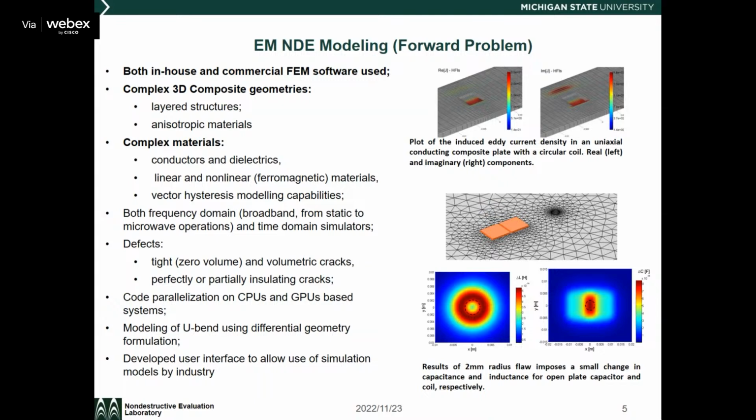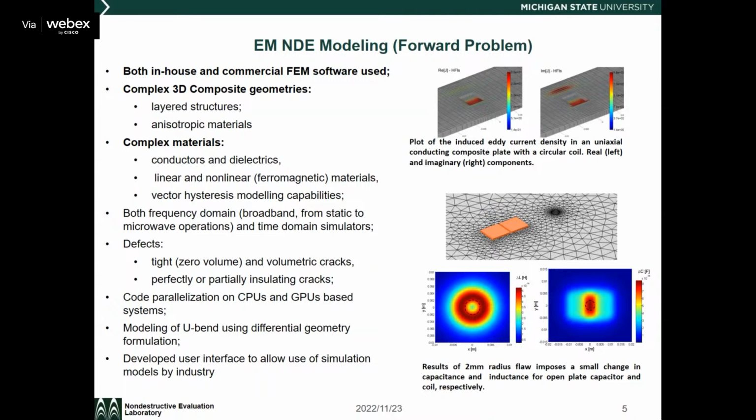Let's just take an example. For example, we deal with composite materials. Composites can be glass fiber, carbon fiber composites, and so on. So it's a very complex geometry, right? It's not going to be a homogeneous isotropic material or geometry. So you're dealing with layered structures, you're dealing with anisotropic materials, and we need to understand that. And a simulation model is a very good tool for doing that, if you have a good simulation model developed.